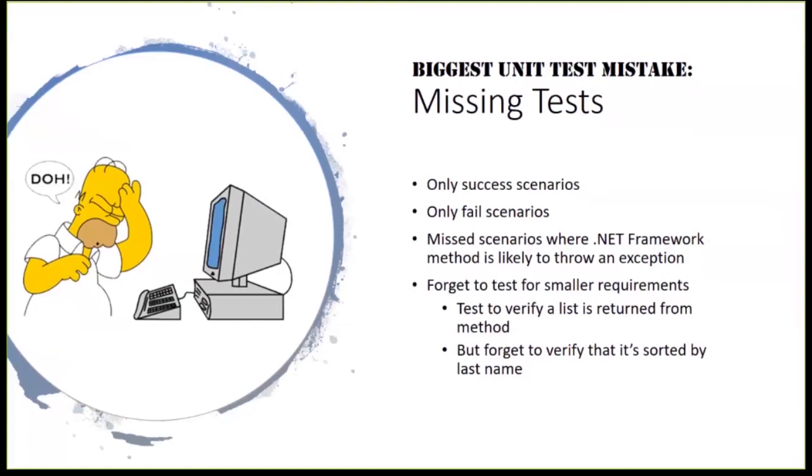So sometimes they'll do only success scenarios or only failure scenarios and miss the other. Sometimes you use the .NET Framework method and you aren't thinking about the common exceptions that it could throw and whether or not you should test for those exceptions. And sometimes there are testing requirements that are stated, but you overlook them. Some of the smaller ones, for example, are easy to miss.